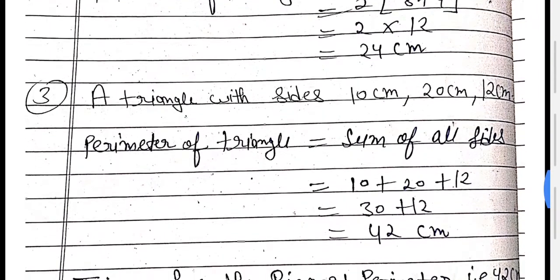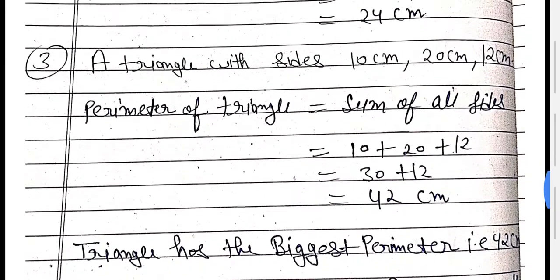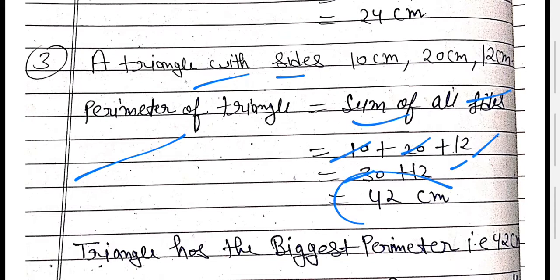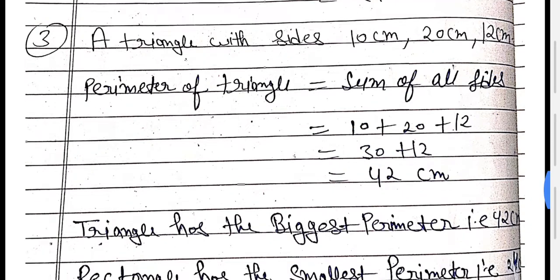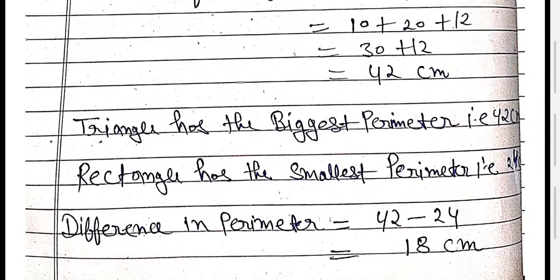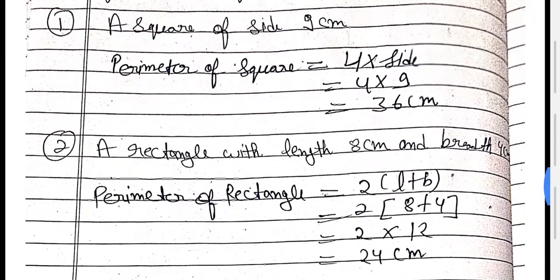So right here, okay, one more figure is given. A triangle with these three sides. So perimeter of triangle is sum of all sides. You have to add 10 plus 20 plus 12. You get 30 plus 12, you get 42. So perimeter of triangle is 42.